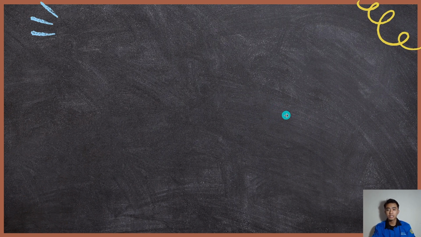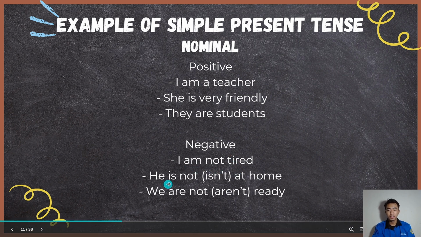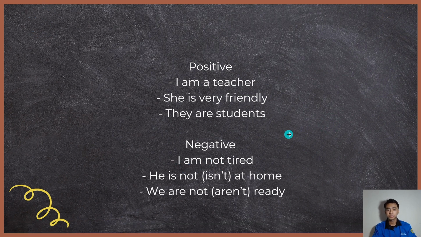Okay, the next example of simple present tense nominal. Positive: I am a teacher. She is very friendly. They are students. I is the subject, am is the to be, and a teacher is the complement. Negative: I am not tired. He is not at home. We are not ready. I is the subject, am is the to be, plus not, plus complement.